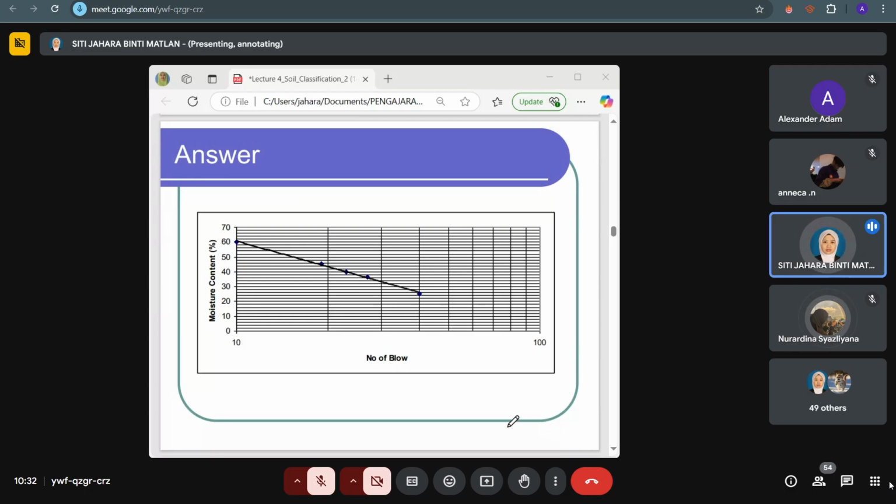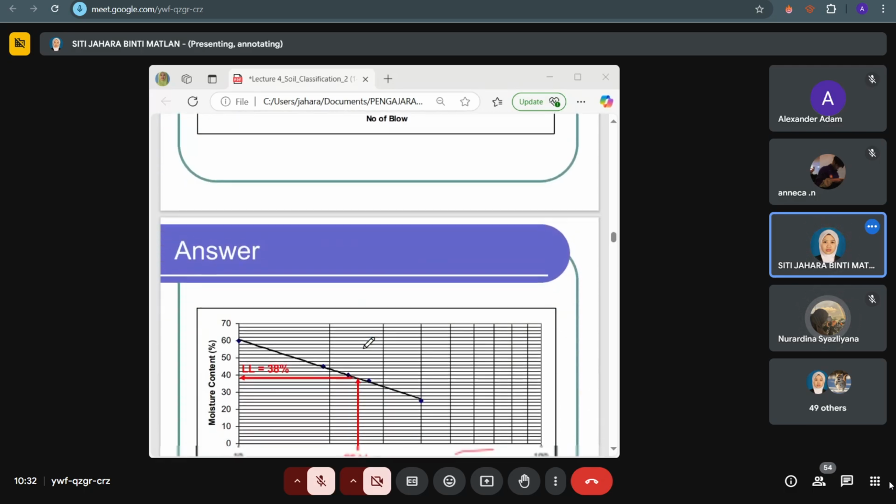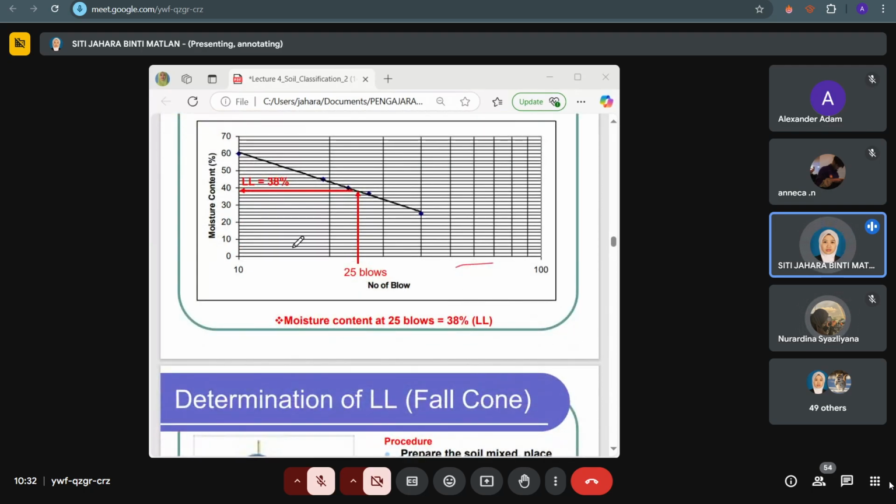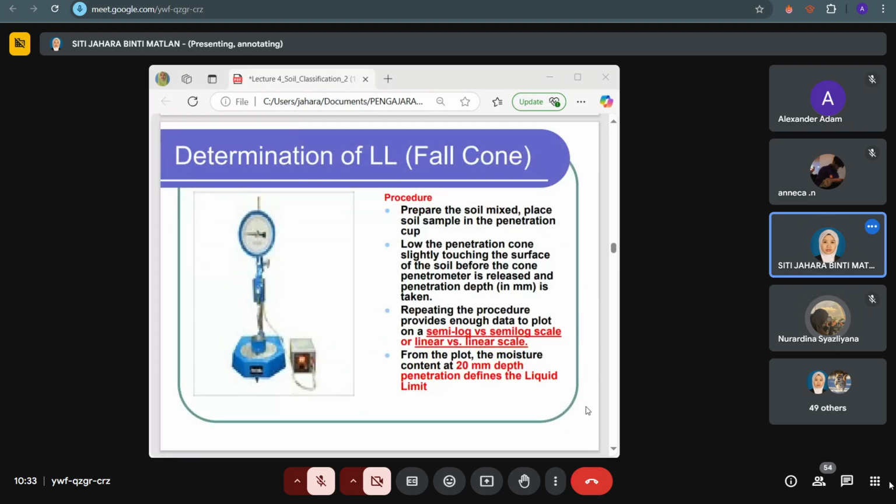From the best straight line, we get the moisture content at 25 blows equal to 38%. Inilah liquid limit. Boleh kan? Simple saja test ni. Okay, yang mana kamu students need to know about the procedures and how to analyze the results. Okay, next.